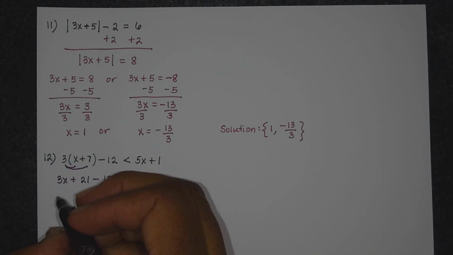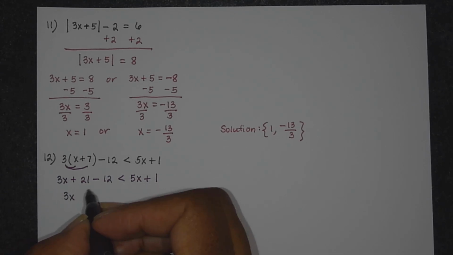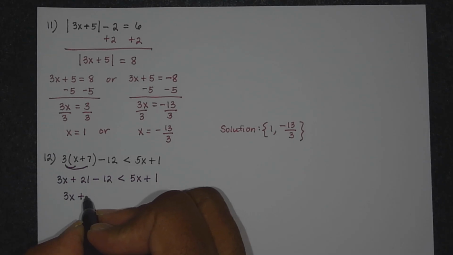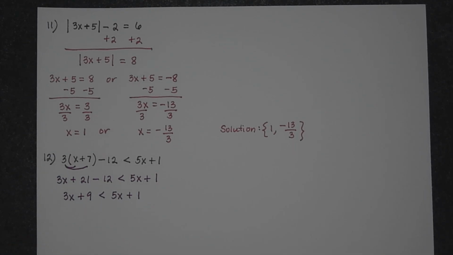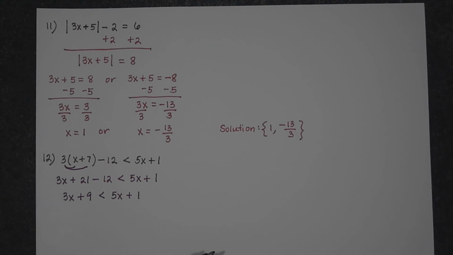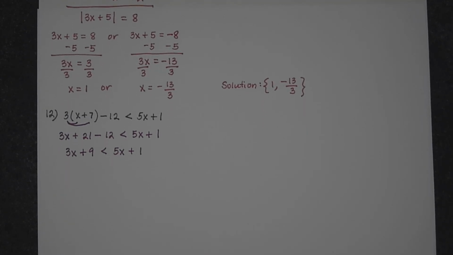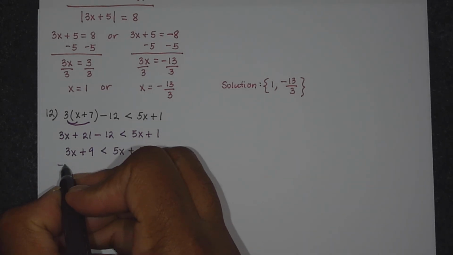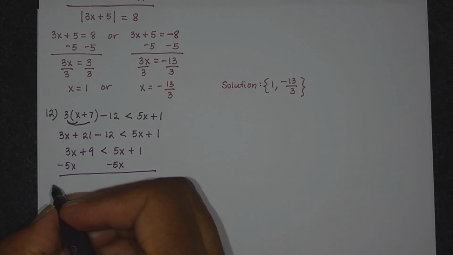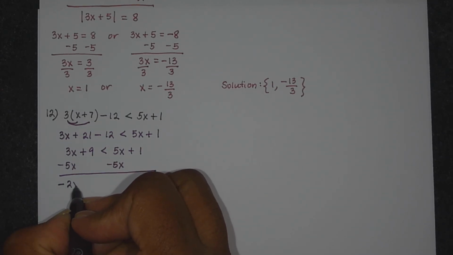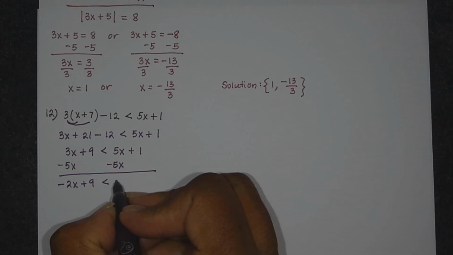Now combine like terms here. Let me bring down the 3x. 21 minus 12 is what? 9. So I have 3x plus 9 is less than 5x plus 1. Now when you're solving an inequality, it would be best to move the variable to the left-hand side. So I'm going to move the 5x over to where that 3x is by doing what? Subtract 5x. And when I do that, what's 3x minus 5x? Negative 2x. Then plus 9 is less than 1.